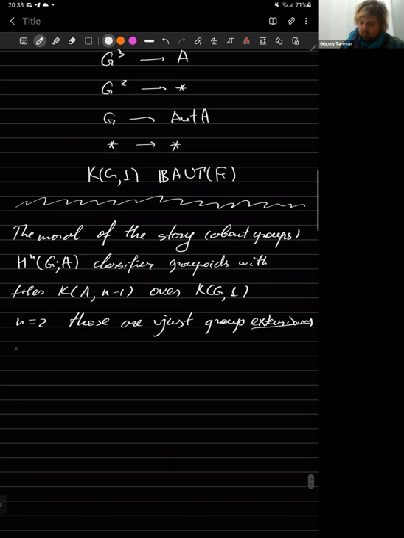So that was two morals of the story. So first of all, Postnikov towers indeed give us a way to classify certain groupoids. And another moral of the story is that in fact, group cohomology has a very clear interpretation in terms of classifying extensions, but not necessarily of groups, but of groupoids. So that's, I think, of higher groupoids. That's, I think, all that I wanted to say today.